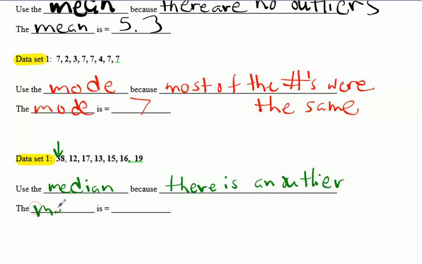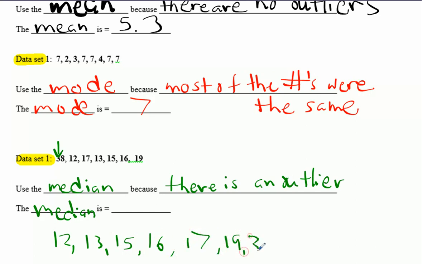And so I have to figure out what the median is. Not what the outlier is, what the median is. So 2 steps in finding the median. 1 is putting the numbers in order. 12, then 13, then 15, then 16, then 17, then 19, and then 38. Again, double checking. 1, 2, 3, 4, 5, 6, 7. 1, 2, 3, 4, 5, 6, 7. Good. That I didn't miss any numbers, because that does happen.